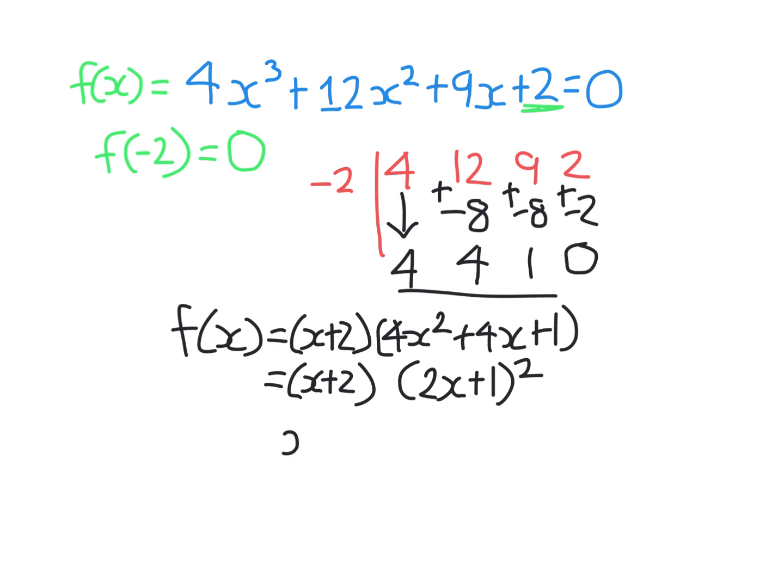So the solutions are x equals negative 2, that makes the first bracket equal 0, and the number that makes the second factor equal 0 is negative 1/2. But how do we use synthetic division if it didn't have an integer root? Let's now take a look at that.